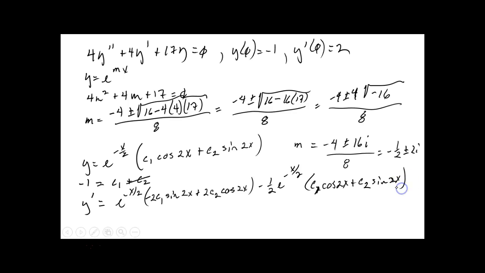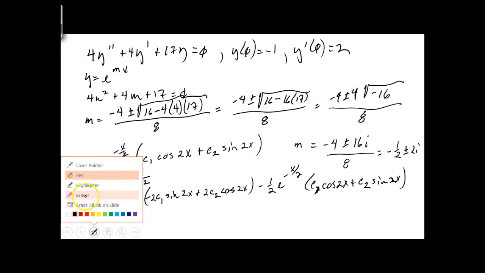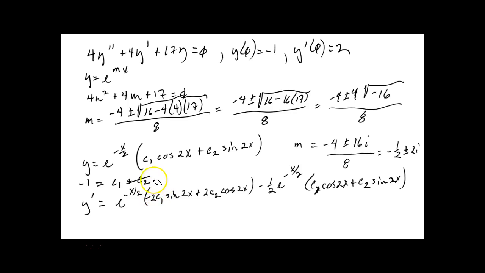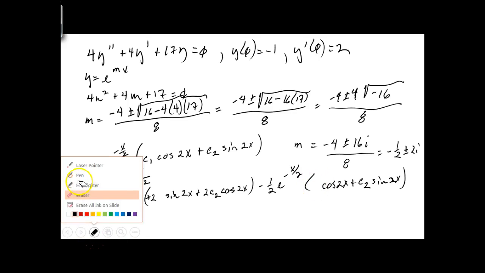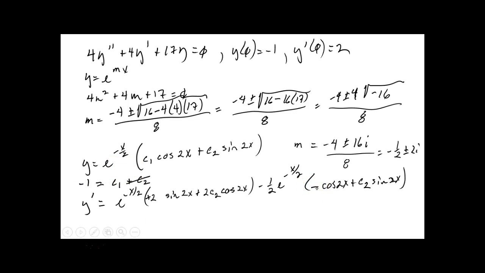Okay, now pause just a moment here and let's fix something. We already know what C1 is. It's a negative 1. So let's take that out of the picture here. That's going to be a negative 1 times a negative 2, which is a plus 2. C2 stays in there, and the C1 here becomes a negative 1, so that's just a minus there. Got it? Now that's what y prime is.